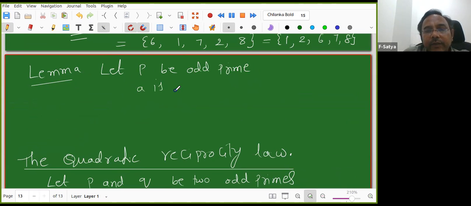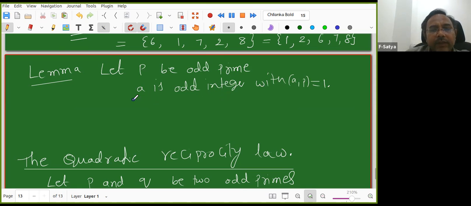A is an odd integer with gcd(A, P) = 1. Be careful here. In the previous results, there is no restriction on A, but in this Eisenstein's lemma, A is an odd integer. Then he showed that (A/P), the Legendre symbol, is equal to +1 or -1.